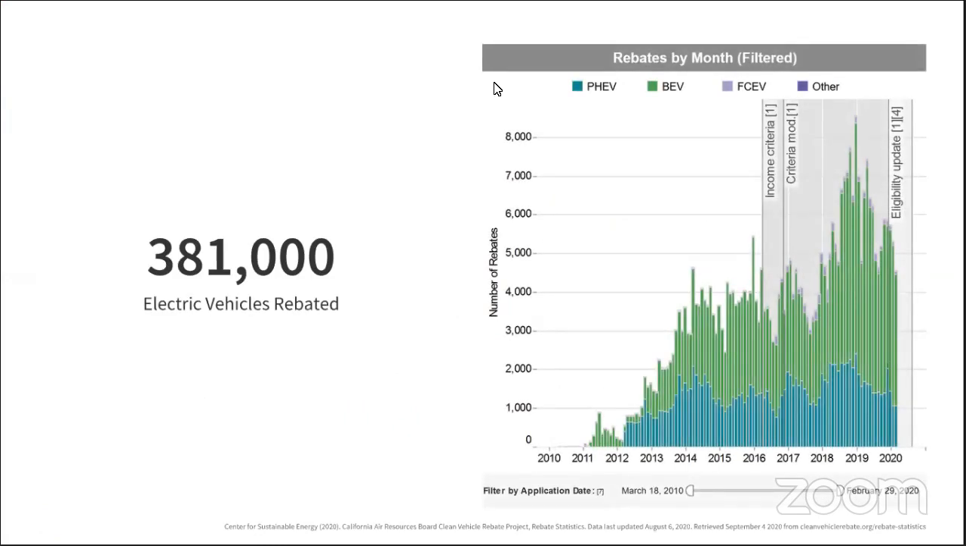During the rollout of the CVRP program, it incentivized more than 381,000 electric vehicles with almost $875 million in rebate dollars. As can be seen on the right, the number of vehicles rebated has increased steadily since the program's inception. With the help of the CVRP program, California has achieved the highest market share of zero-emission vehicles in the United States.